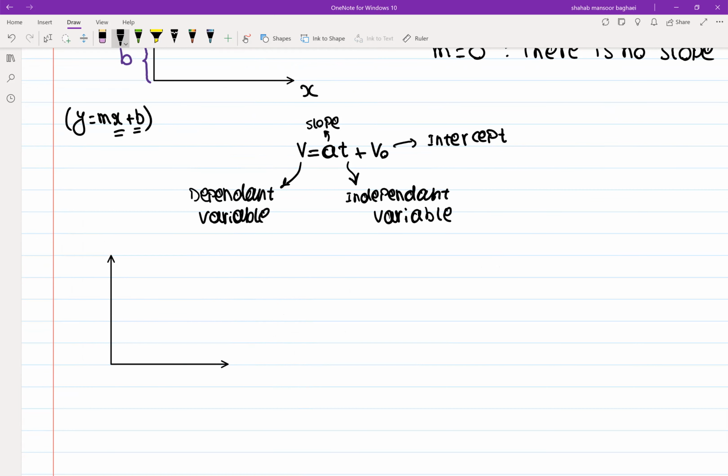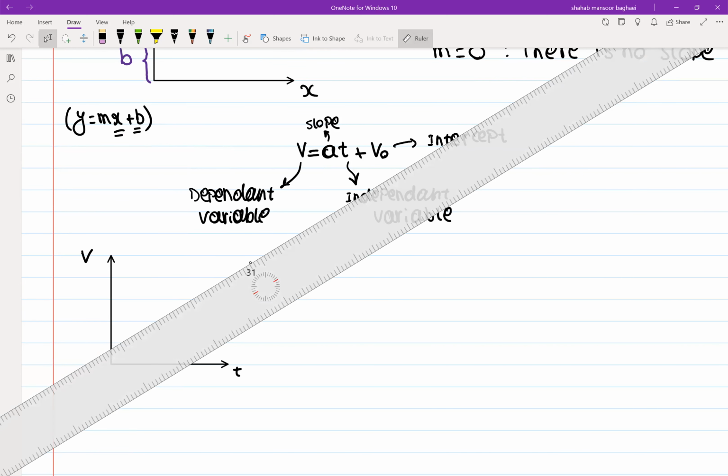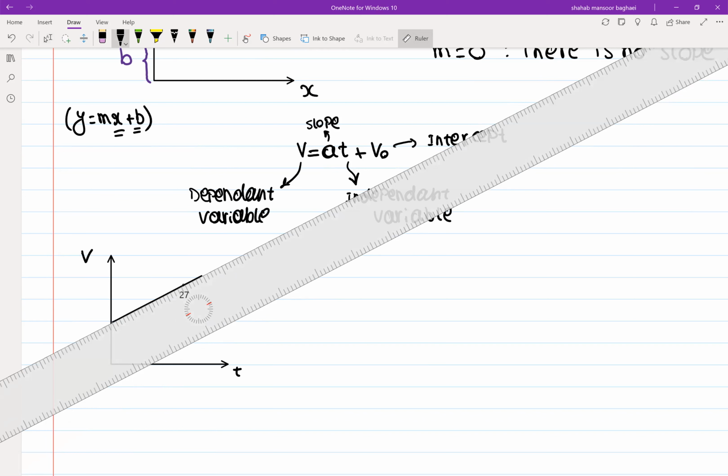As I told you, the independent variable should be horizontal, t. The dependent variable, which is here, should be v. And you can plot it. And of course, a velocity equation on the coordinate is a line. In other words, the v equation or velocity equation is an equation of a line on the coordinate system. Therefore, you can plot it.